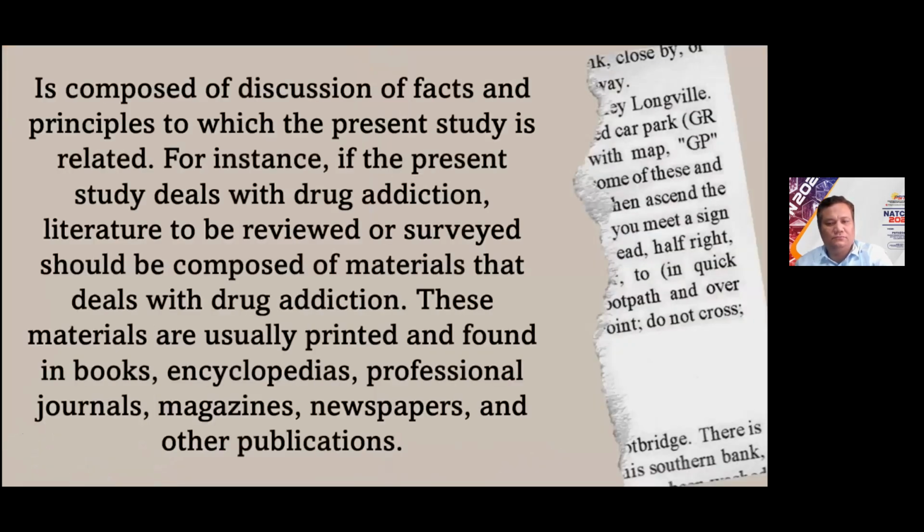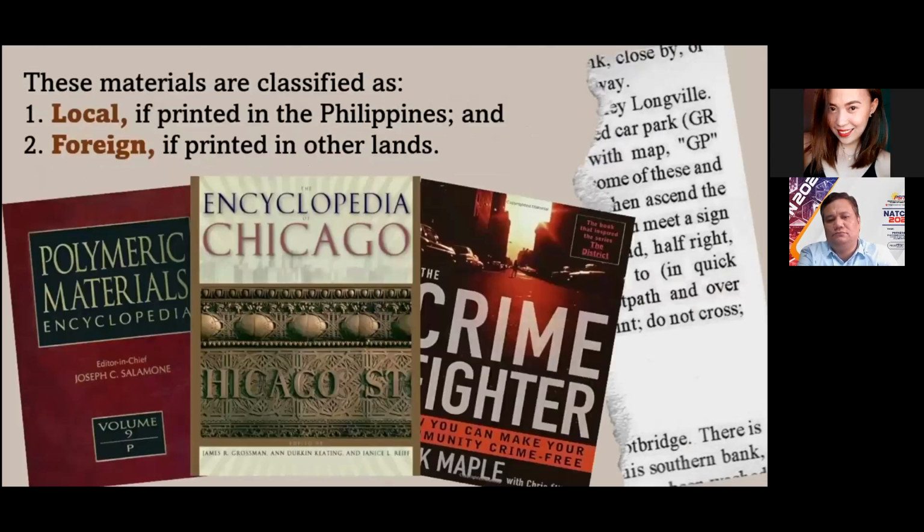Review of related literature is composed of discussion of facts and principles to which the present study is related. For instance, if the present study deals with drug addiction, literature to be reviewed or surveyed should be composed of materials that deal with drug addiction. These materials are usually printed and found in books, encyclopedias, professional journals, magazines, newspapers, and other publications. These materials are classified as local if printed in the Philippines and foreign if printed in other lands.